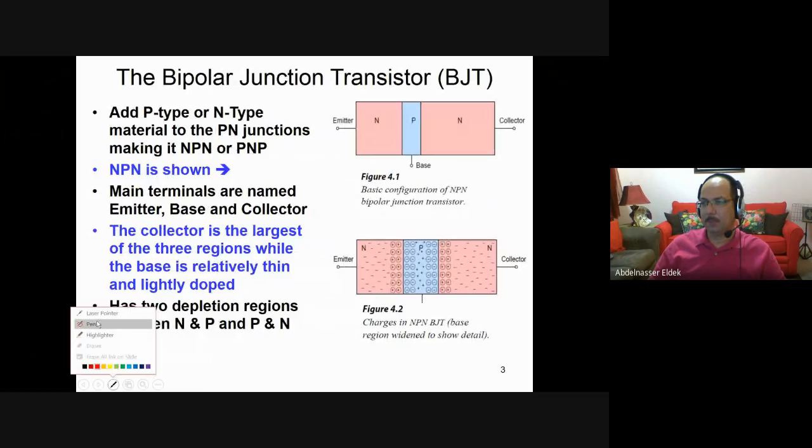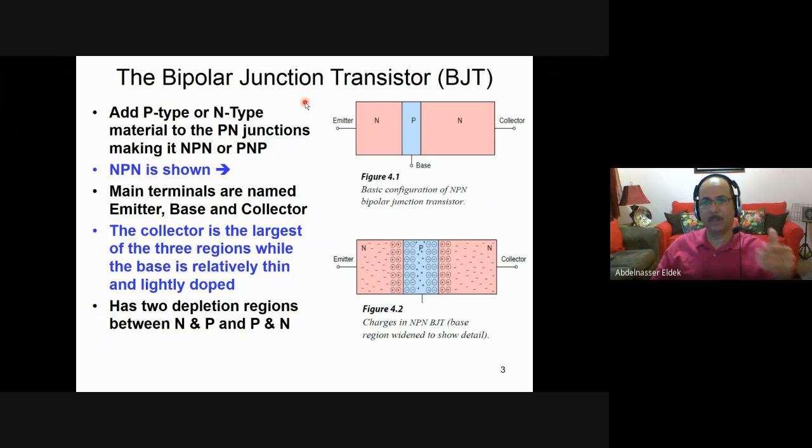In the bipolar junction transistor, we add either N-type or P-type to the diode. So we know the diode is PN. Here we have N more in this side, or we can add P to the other side. So we either have NPN or PNP. So this is mainly the transistor. So this is a bipolar transistor, could be PNP or NPN.